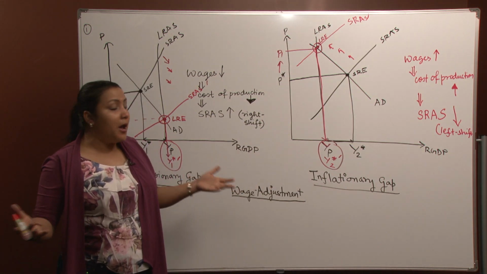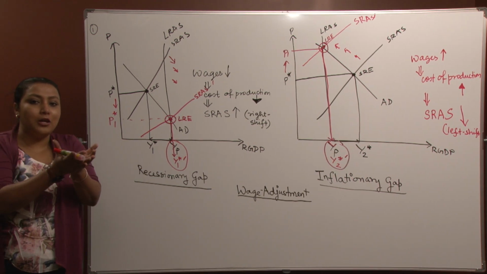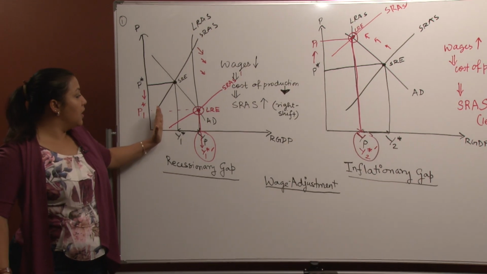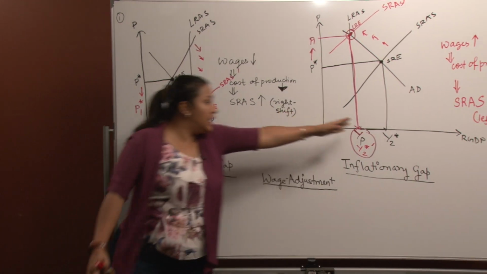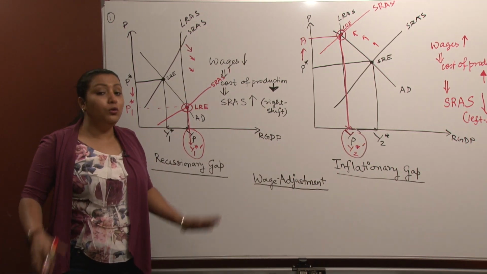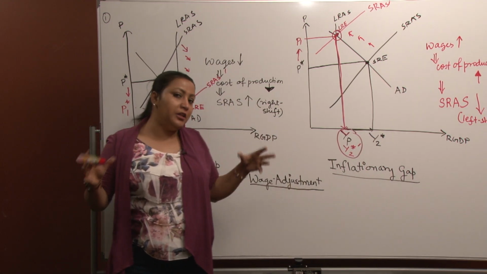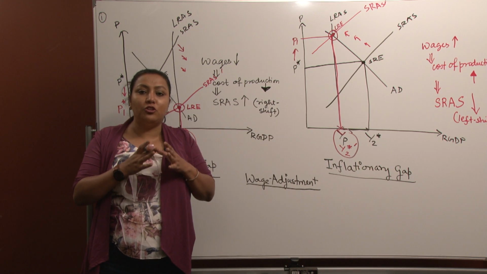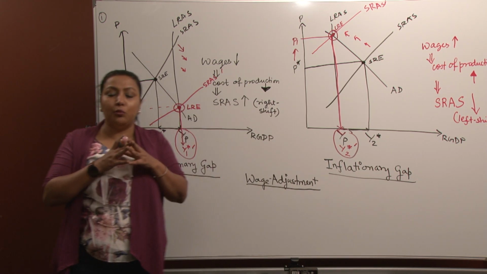However, no matter which gap you have, the ultimate objective of the economy is to come back to that vertical line. If it is here, then the objective is to move rightward, go that way. If it is there, then the objective of the economy is to come leftward. So, no economy wants to stay in a recessionary gap or an inflationary gap. The ultimate objective is to come to the potential real GDP. The ultimate objective is to come to a long run equilibrium.